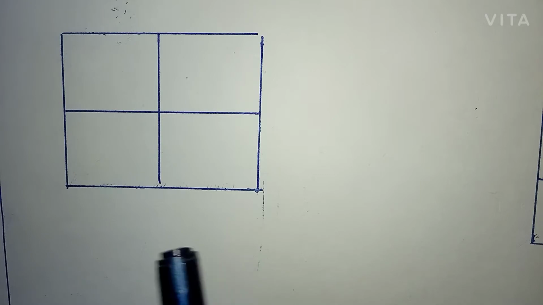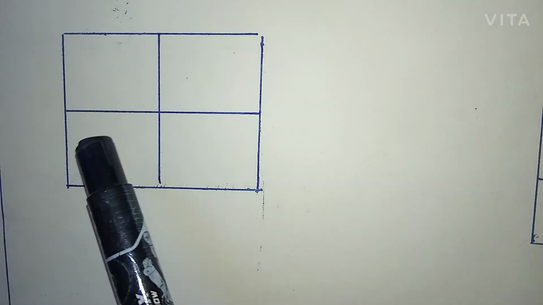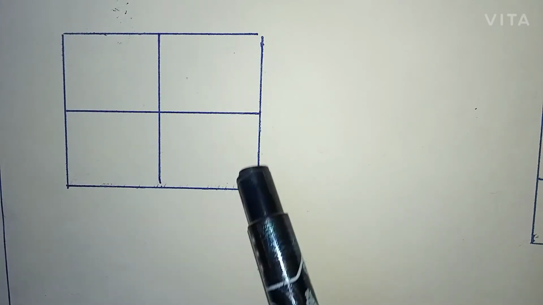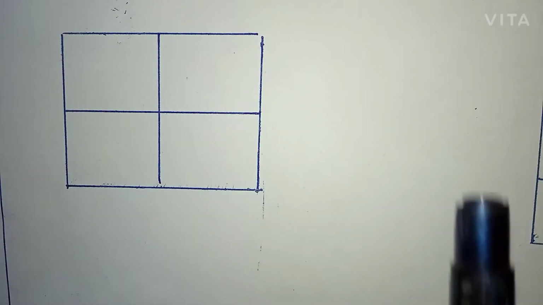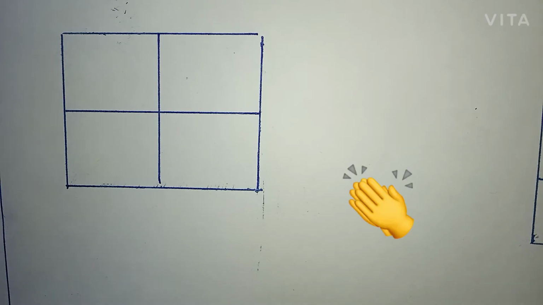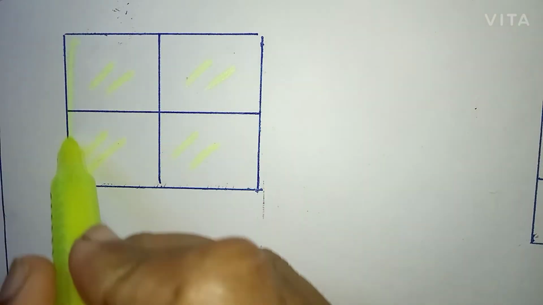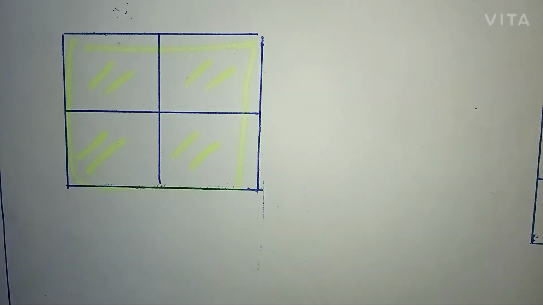This one is simple, so we can do it like 1, 2, 3, 4 and the bigger square. So the total is 5. Correct? Now, that was the traditional way. How about if we do it in this way?